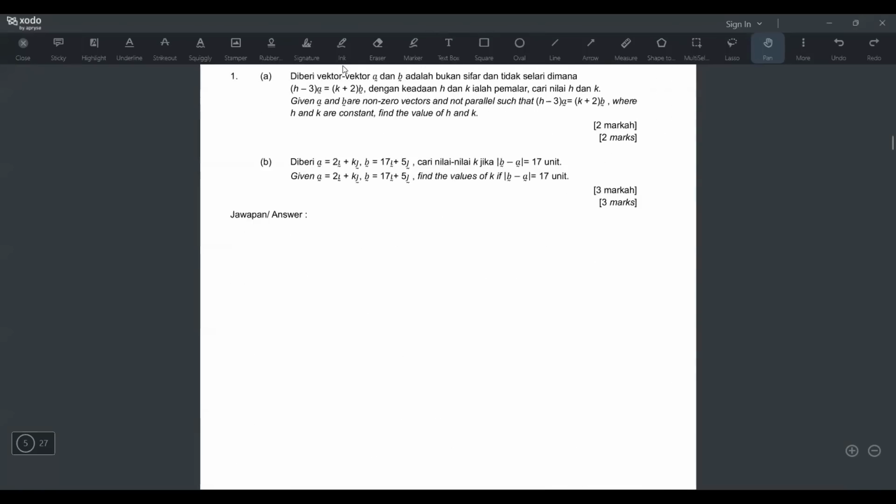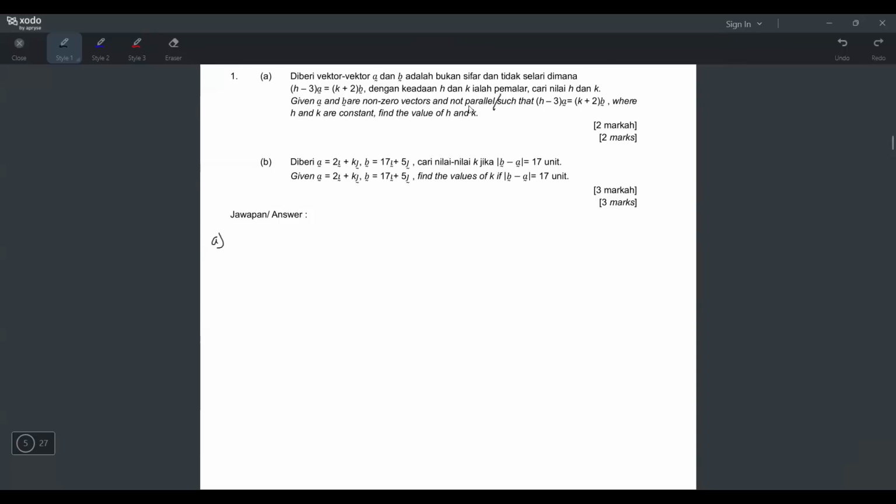All right, let's start with question number one. Let's read the question. Number 1A: given A and B are non-zero vectors and not parallel, such that (h minus 3)A equals (k plus 2)B, where h and k are constants. Find the value of h and k.